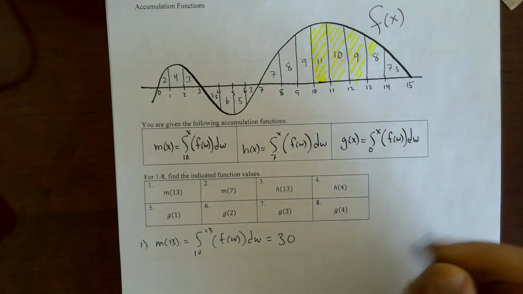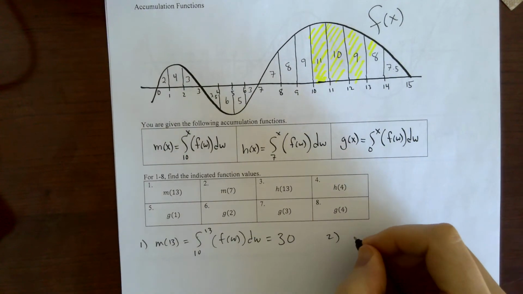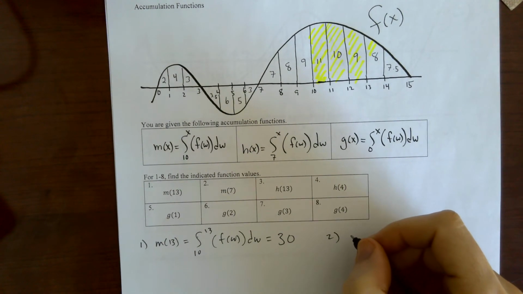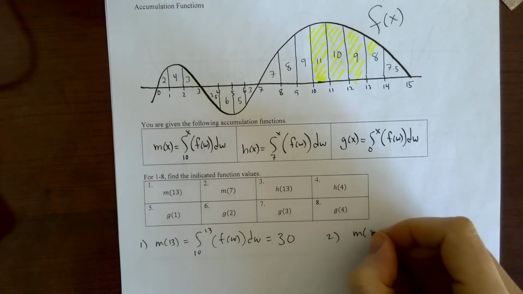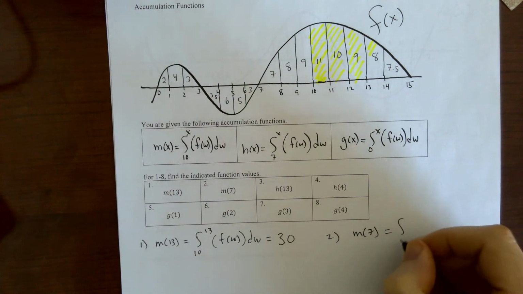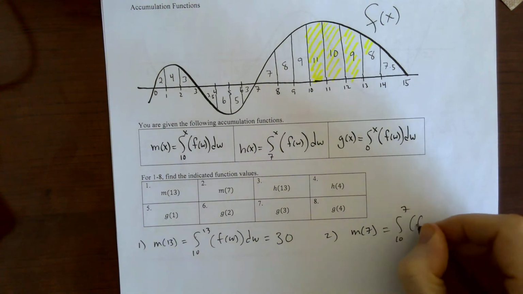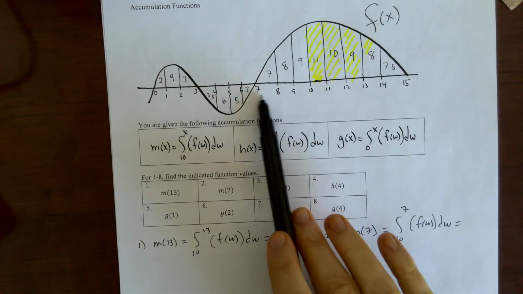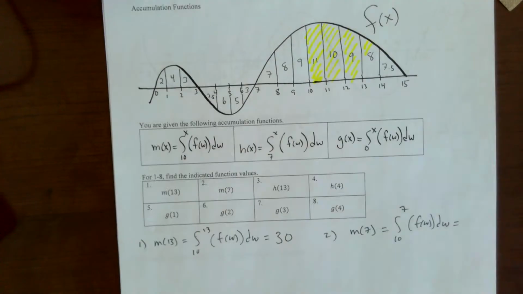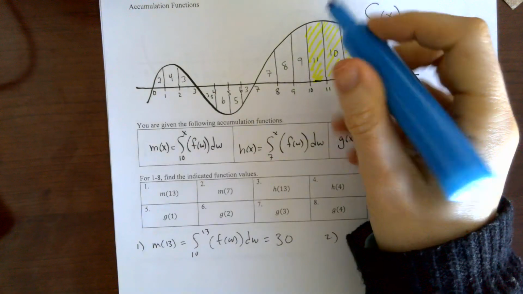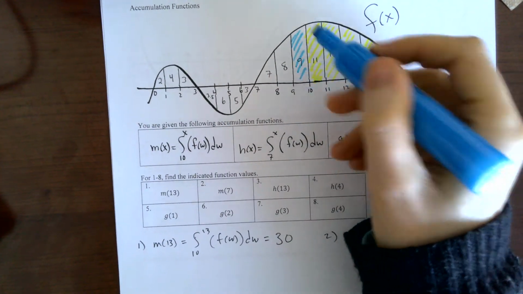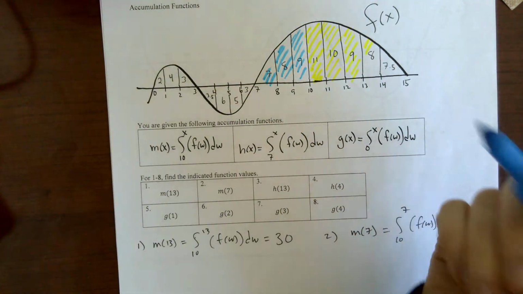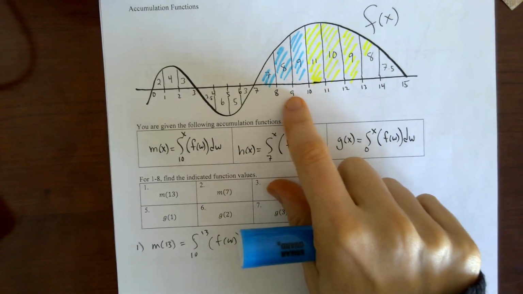Now number 2, same accumulation function, and it's called accumulation because the area accumulates. Number 2 is m of 7. That's the integral from 10 to 7 of f of w dw. So from 10 to 7, this is a backwards interval. So it's going to be this area. But if you're integrating backwards, it's going to be negative area.